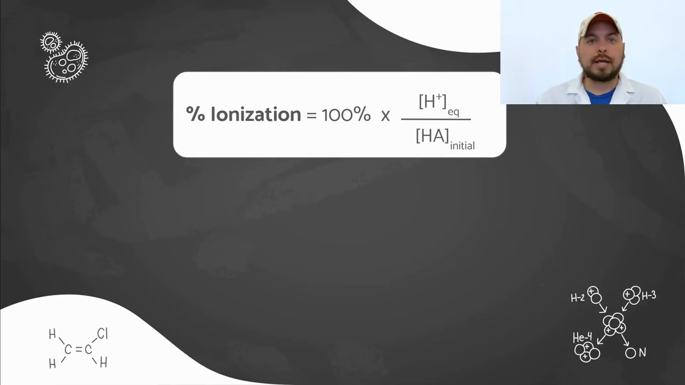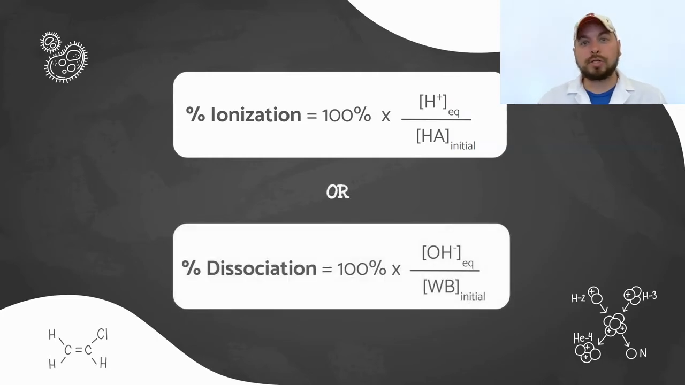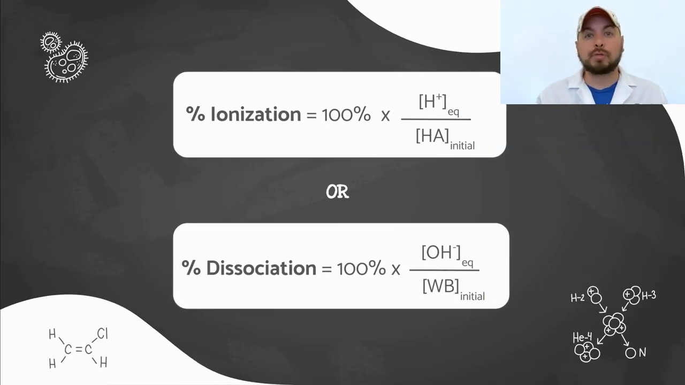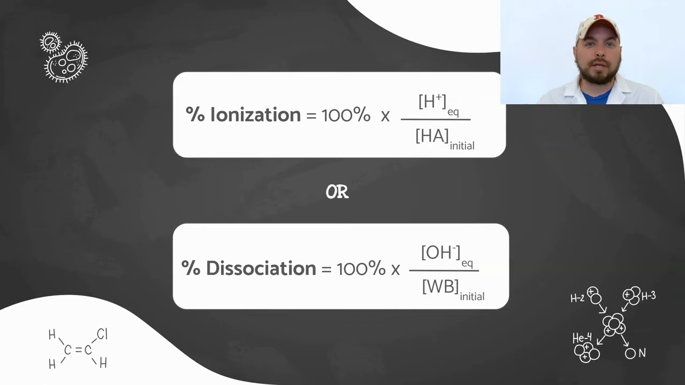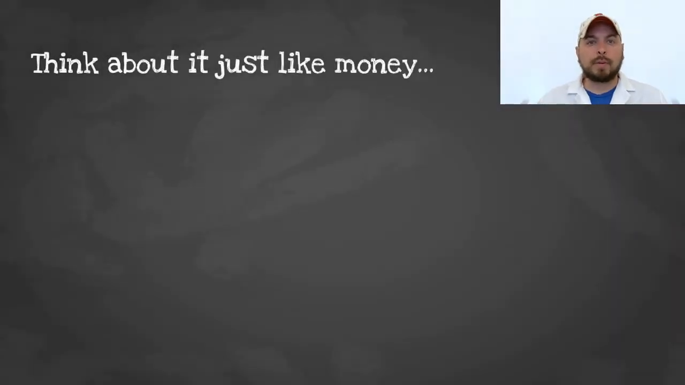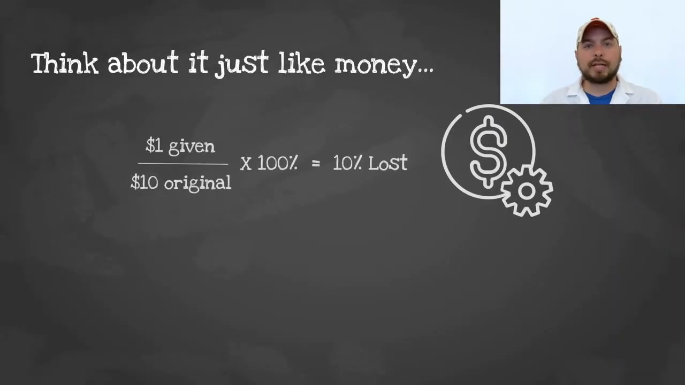Percent ionization takes the concentration of your H plus and divides it by the initial concentration of your weak acid. For a weak base, it takes the concentration of OH minus and divides it by the original concentration of your weak base. In both cases, we then multiply by 100 to get to percentage. Essentially, we can think about this the same way we think about money. If I have $10 and I give you $1, I have lost 10% of my money. In other words, I've lost 1 out of the original 10 that I had.